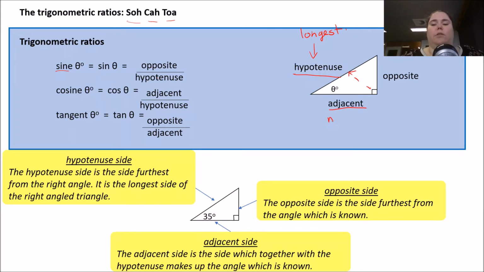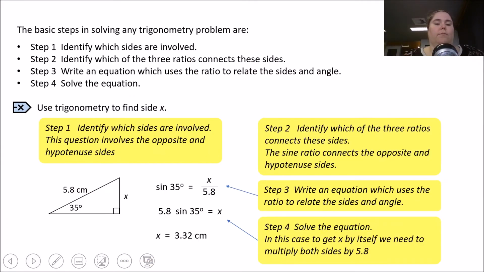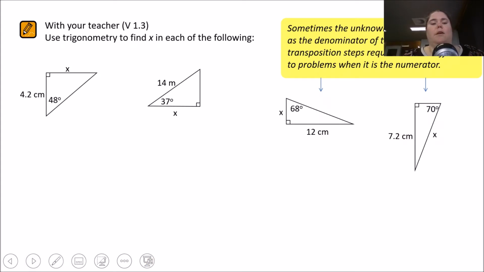Adjacent is just another word for next to, and it's called that because it is next to both of the angles in your question. Next to the right angle and the angle you've been given. And opposite's called that because it is opposite the angle you've been given. So as long as we can label the triangle, we can do trig really easily. So it's a multi-step process. Our first step, label the sides.